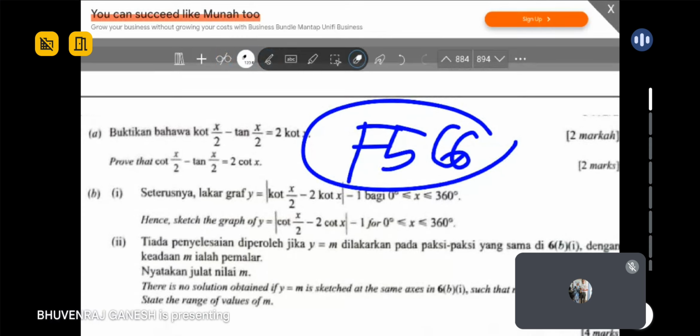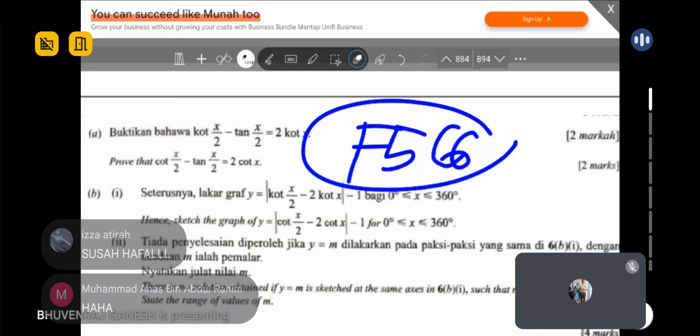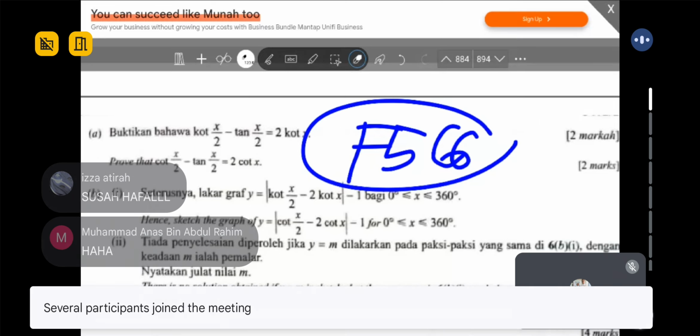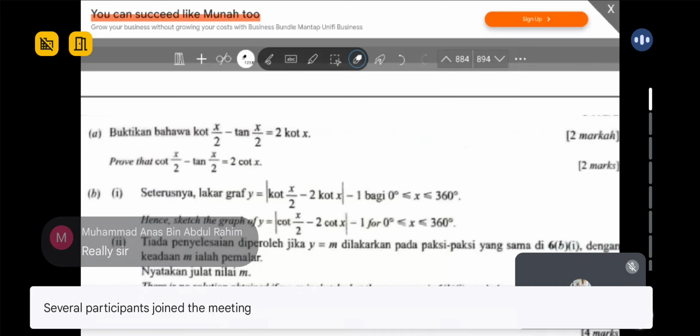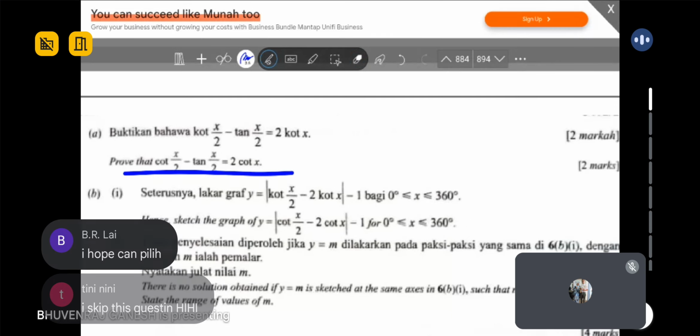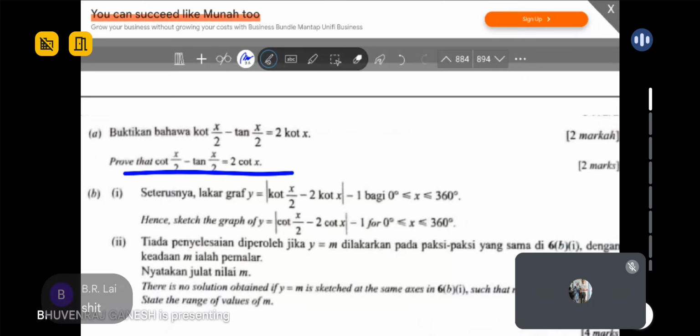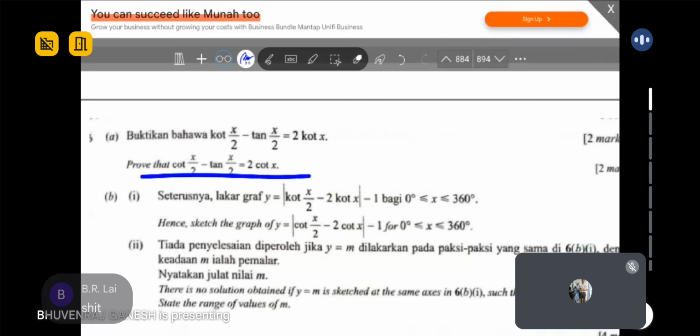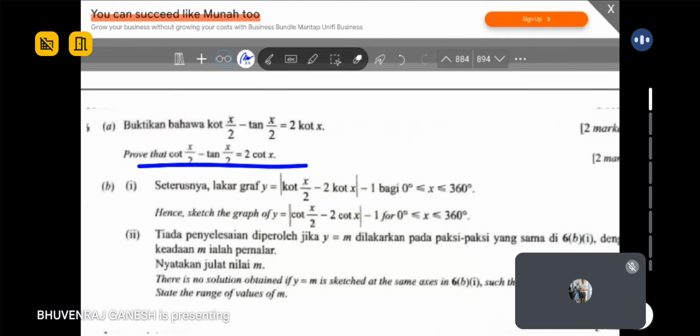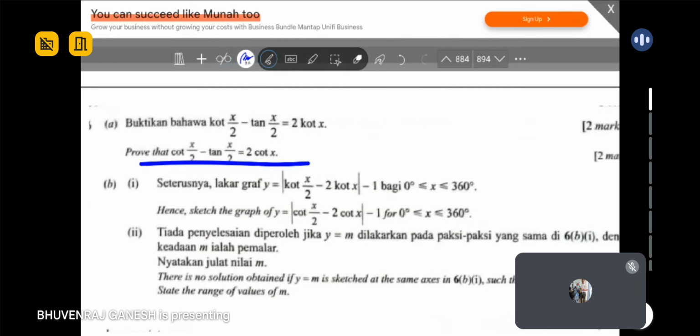Because paper 2 memang akan ada satu soalan trigo. Definitely soalan trigo akan keluar. Especially the proving. Yes. Bahagian buktikan, guys. This one. Usually this question is section A, guys. Tak boleh skip. Section A kena jawab semua soalan. Section A got 7 questions. This is question number 6. Soalan ke-6. So you must do. Kena buat. Okay? Alright guys. So let's see how to prove this, guys. Macam mana nak buktikan yang ni?